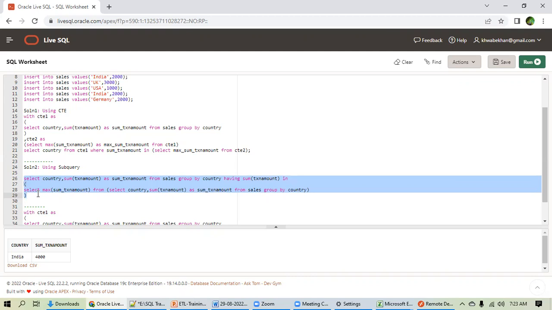First of all, I will give you 10 to 20 seconds to look into this query, line number 26 till 29, which I've highlighted. First of all, analyze this and think on your own. Then I will explain this. Your time starts now.